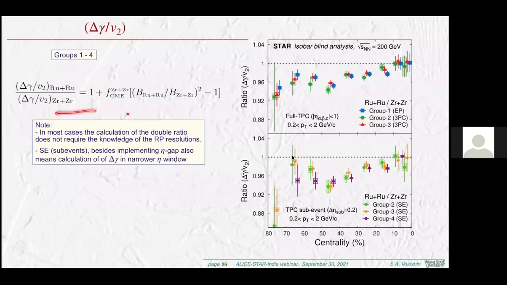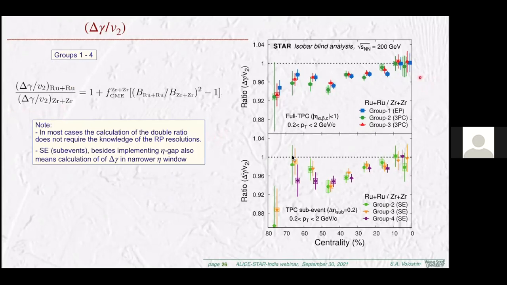And these are the equations which I already discussed. There are also some technical advantages of using the double ratio. You don't need reaction plane resolution, for example, in those measurements. And there is a difference shown here from different groups. You see that we are quite consistent. Also, there are some small differences.